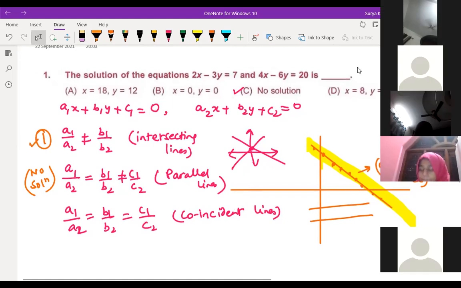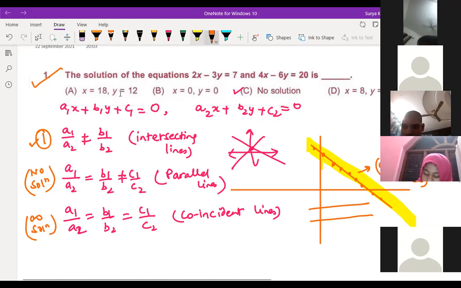Coincident lines have infinitely many solutions. Infinite means so many. So if you see question number 1, which one of the cases is this satisfying? First one, second one, or third one? Intersecting lines, or parallel lines?